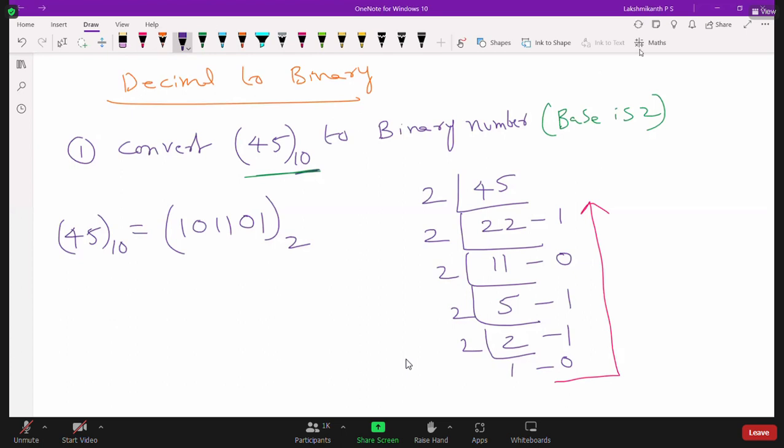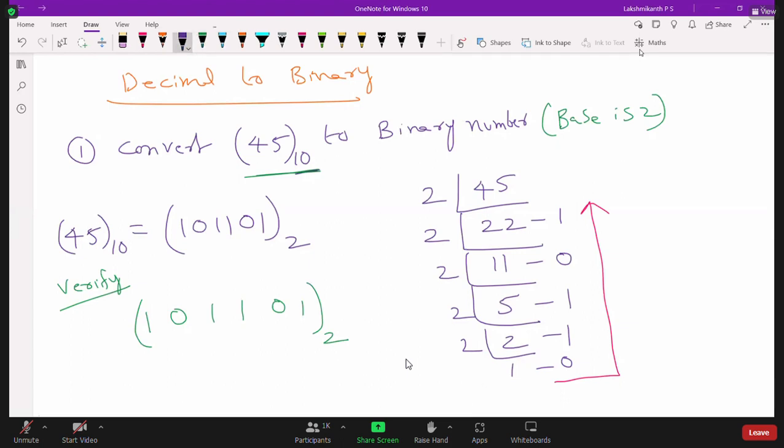Hope it is clear. Whether it is correct or not, we can verify. In mathematics, most of the time we can verify our answers. So now let us convert from binary to decimal. How to convert from binary to decimal? This is the number we got, 101101. What is the base of this number? Here the base is 2.